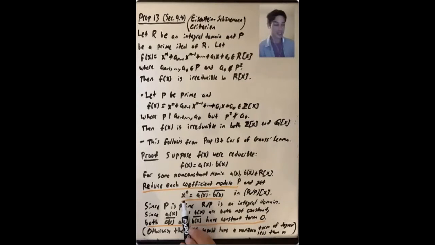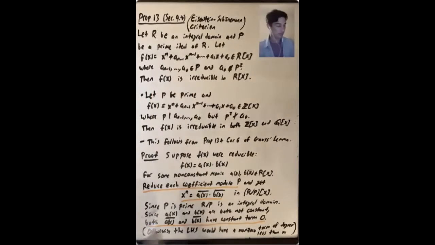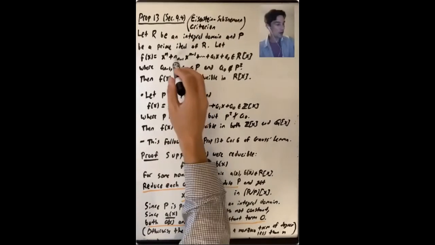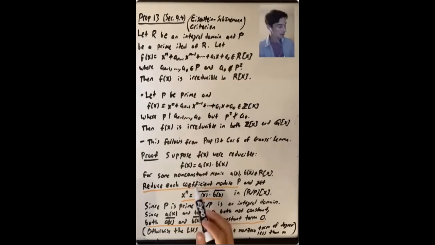That gives a factorization in R mod P bracket x. On the left-hand side, every coefficient except the x to the n coefficient, which is 1, this monic leading term, every other coefficient is divisible, or is in the ideal P. So when we reduce modulo P, all we get on the left-hand side is x to the n.